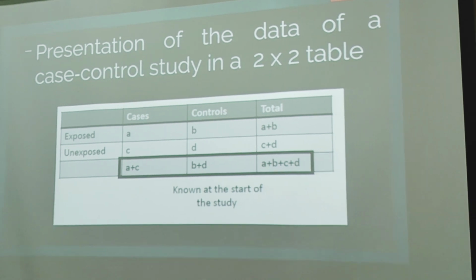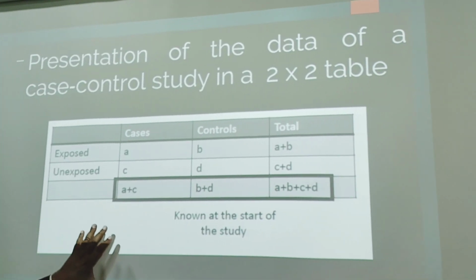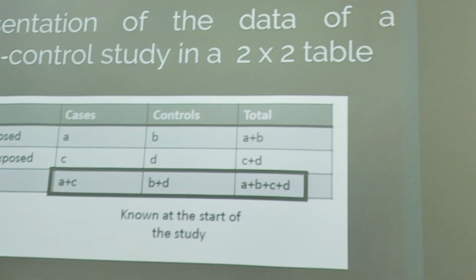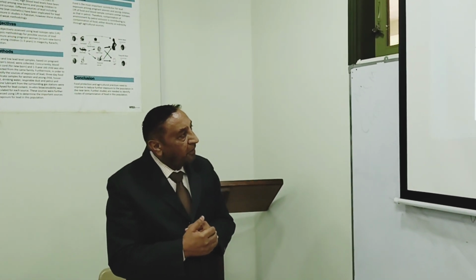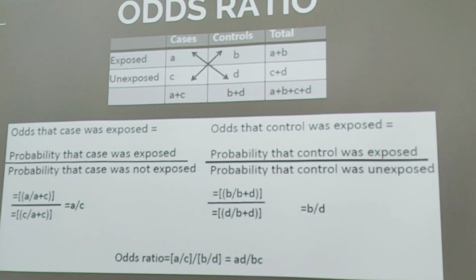Next please. So this is the 2 by 2 table, and ultimately we will calculate the association, and that association is called odds ratio. We will come to it in the next slide. Next please. So how will you calculate the odds ratio? You can see that there is the odds. Odds means chances.